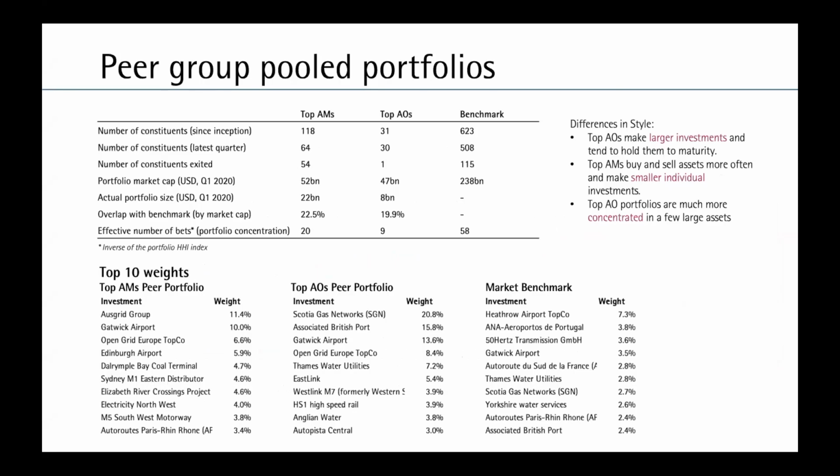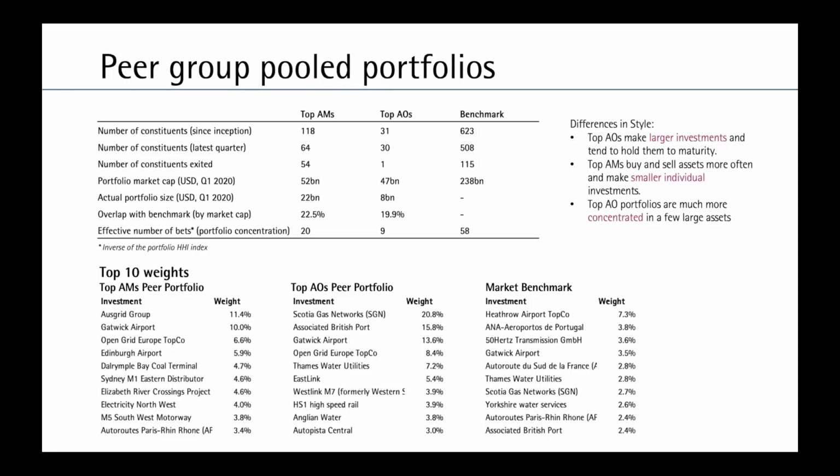So here are our 2 peer groups. We have our top asset managers pooled portfolio, which includes investments in 118 assets over 10 years with 54 exits, 64 assets in the latest quarter, so still in the portfolio, which is Q1 2020, representing at that date $53 billion of market cap and $21 billion of actual investment. That's if you combine the value of the assets with the actual stakes. The top asset owners pooled portfolio only includes 31 investments made over the same period of 10 years, but only 1 exit, leaving 30 assets in the portfolio today with a $47 billion market cap and $8 billion of actual investment. Again, taking the actual stakes in each investment into account, which will of course impact the weights. So in terms of market cap, both peer groups represent about 20% of the broad market universe from which they are selected.